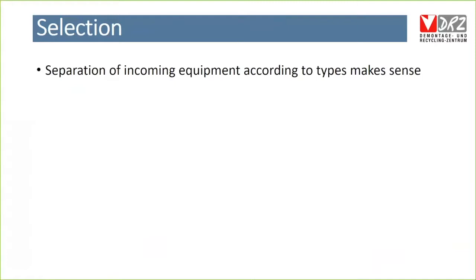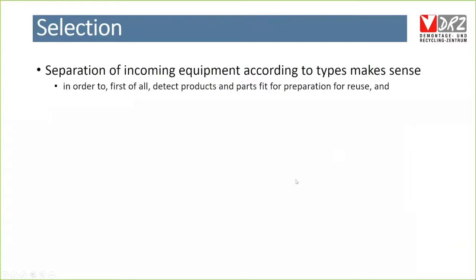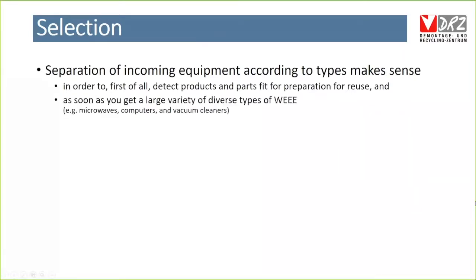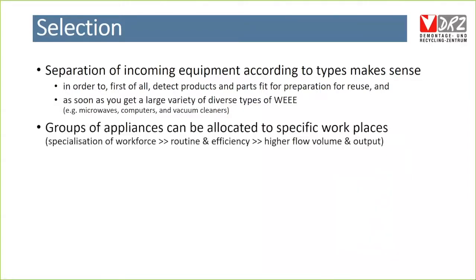The next step, after you have weighed and accounted your input, is the selection. That is the separation of incoming equipment according to types. And that makes sense in two instances. First, you can then separate everything that might be repairable, that is fit for preparation for reuse. And the second reason is that as soon as you get a large variety of very different types, like microwaves on one hand, computers on the other hand, and then vacuum cleaners, that's very different in terms of technology, in terms of workforce, and who's going to be trained to dismantle that.